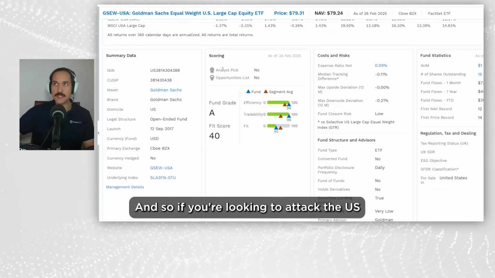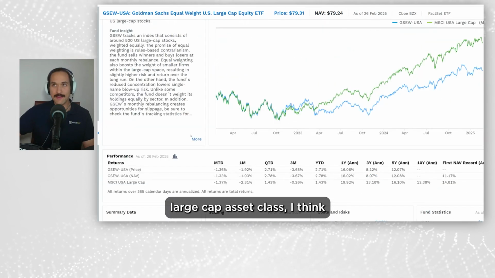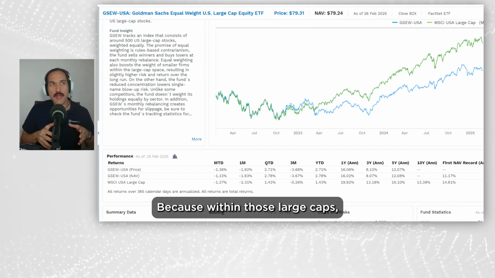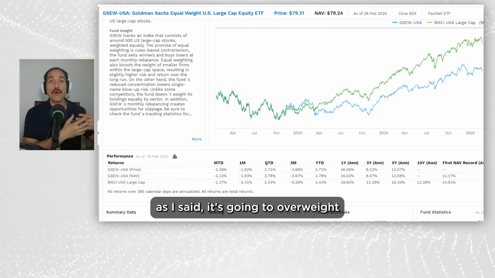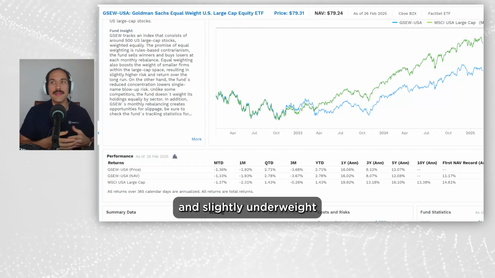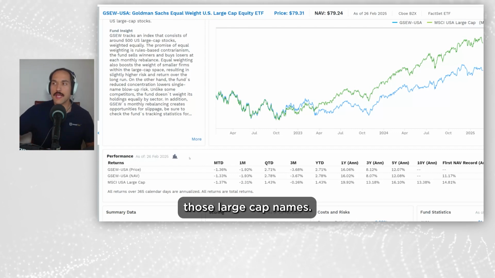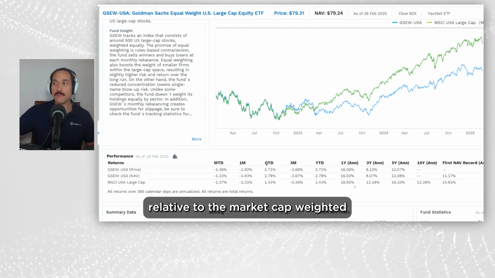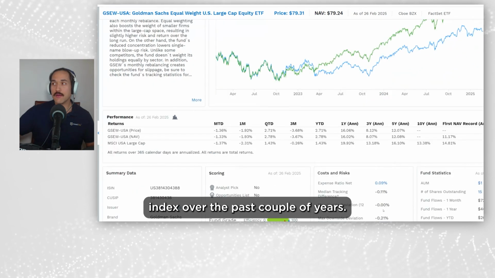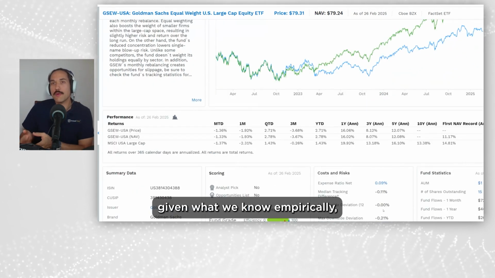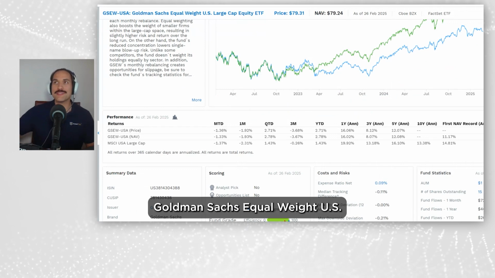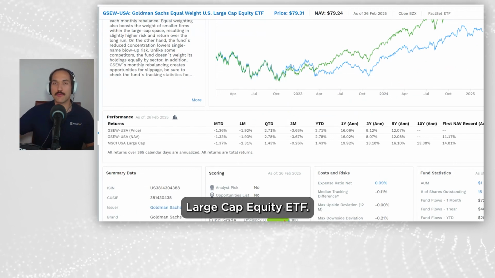And so if you're looking to attack the US large cap asset class, I think GSEW is a pretty solid way to do it, because within those large caps, as I said, it's going to overweight those small cap names and slightly underweight those large cap names. It hasn't really done well relative to the market cap weighted index over the past couple of years, but over the long term, given what we know empirically, I think it might. That's GSEW, the Goldman Sachs Equal Weight US Large Cap Equity ETF.